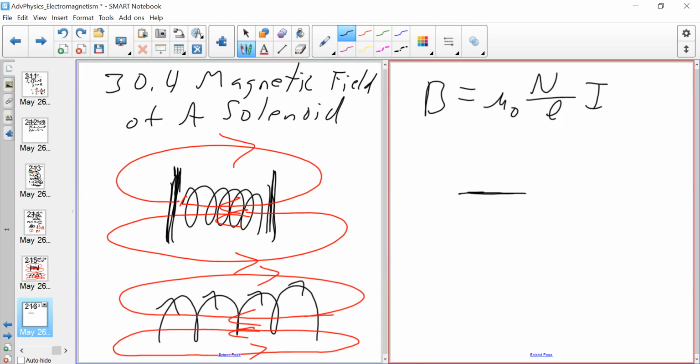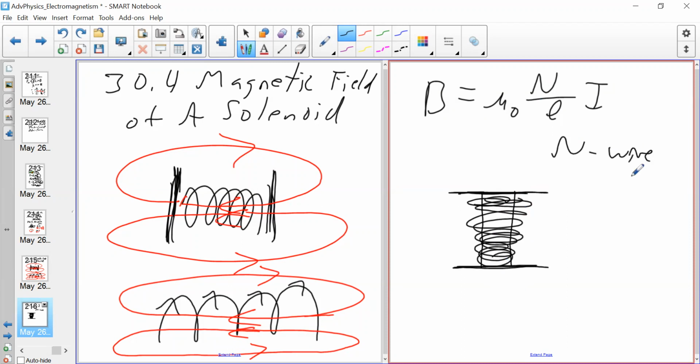So let me do a vertical one. They're kind of like this. I've got wires all around them like that, much tighter than that. So here is an entrance and an exit, sitting on the table. So n represents the number of wire turns over this length, right? For a length of wire.